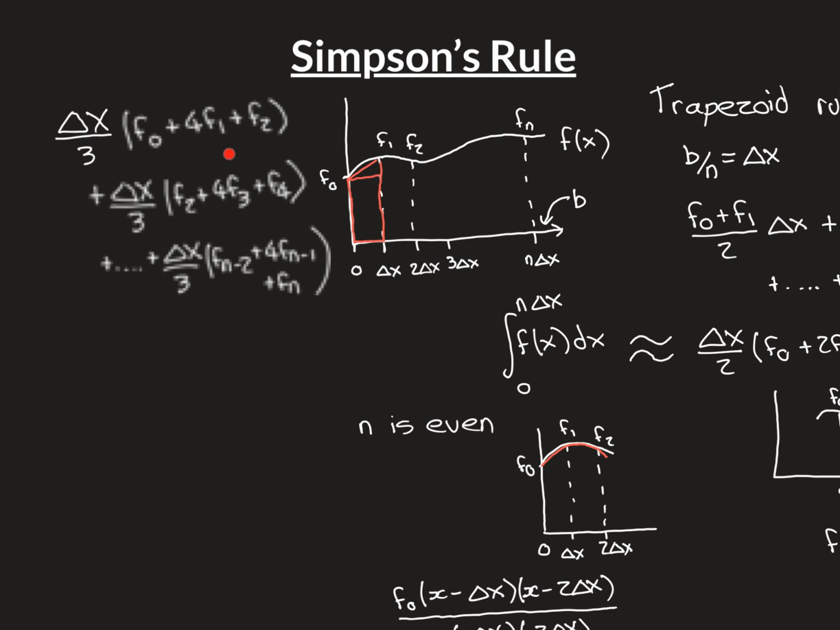And the formula for that is going to be exactly the same. There was nothing special about this, so it's going to be of this form, so delta x over 3, and then f2 will take the place of f0, f3 is the one in the middle, so it will take the place of f1, so plus 4f3, and then f4 will take the place of f2.